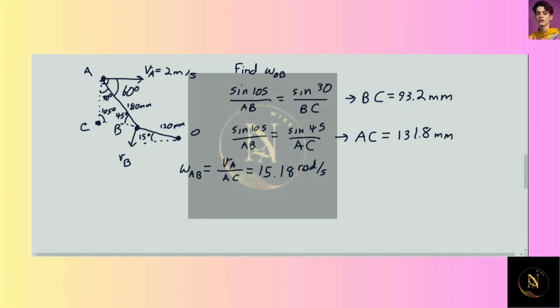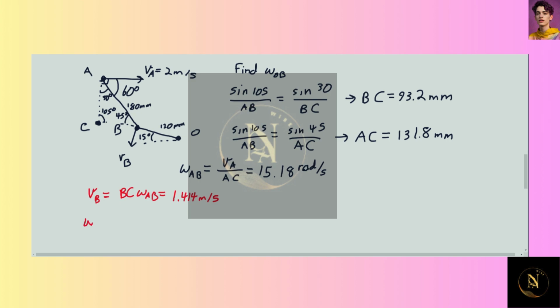Once we have that, we can figure out what the velocity of B is. The velocity of B will just be the length BC times the omega AB, which we found BC to be 0.0932 meters. Omega AB is 15.18 radians per second. So we end up with a velocity of 1.414 meters per second.